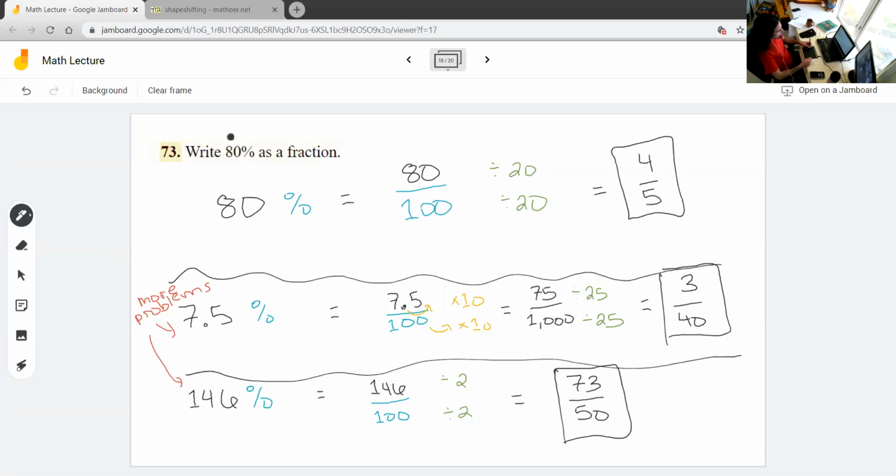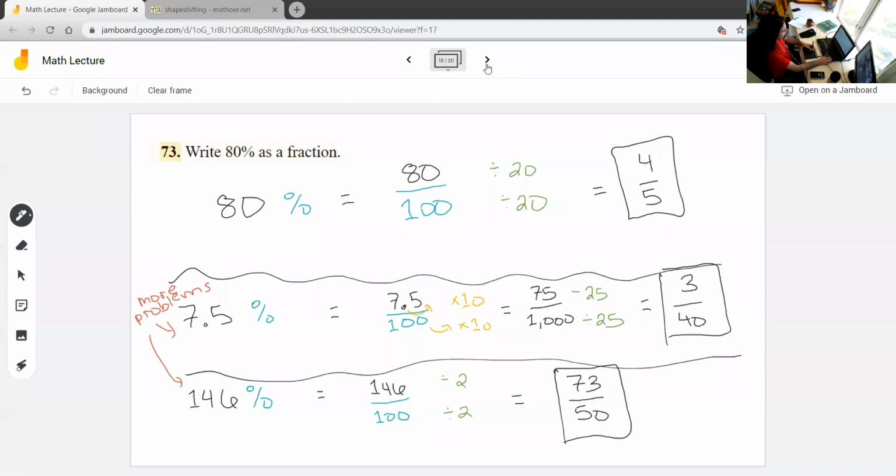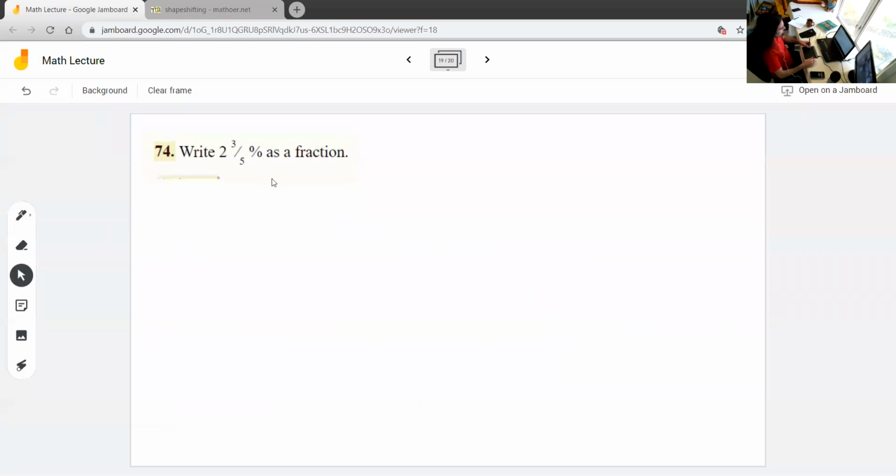So normally, as we just saw, going from percent to fraction, we take the percent sign and replace it by putting the number over 100. The exception is if the thing in percent format already has some fraction in it.